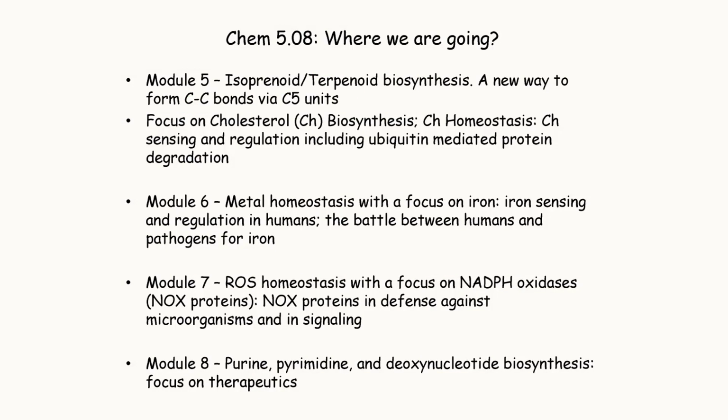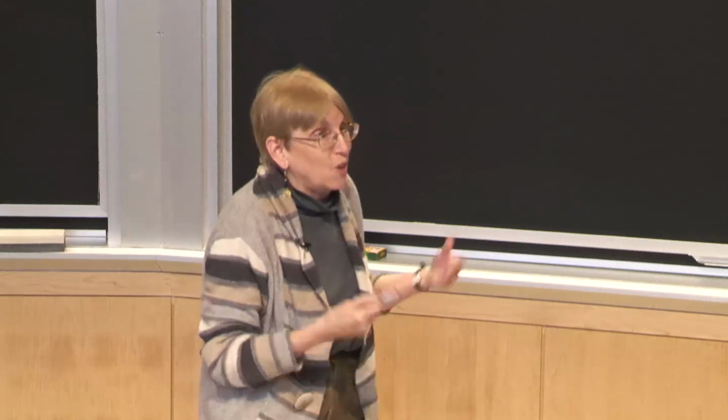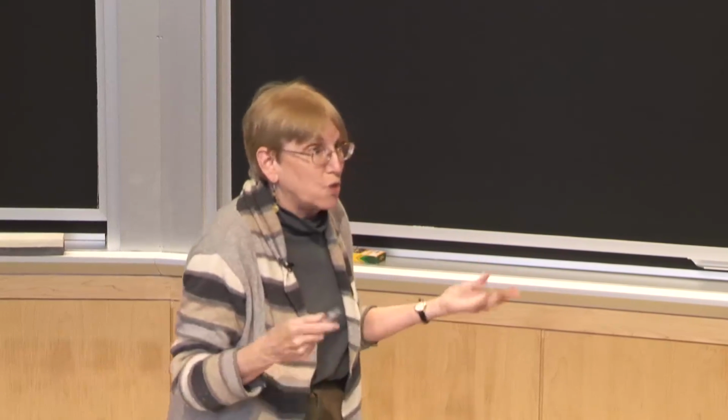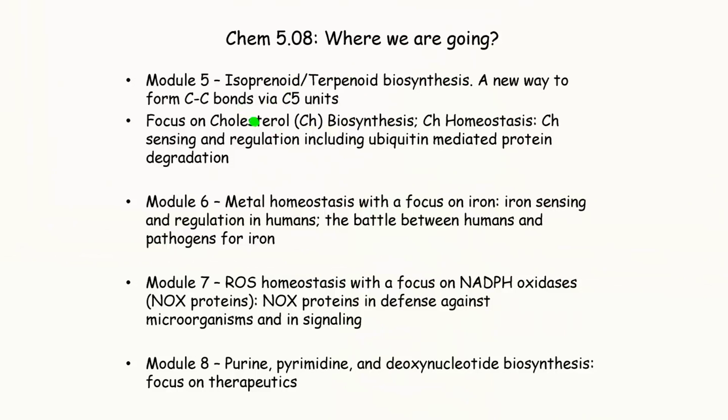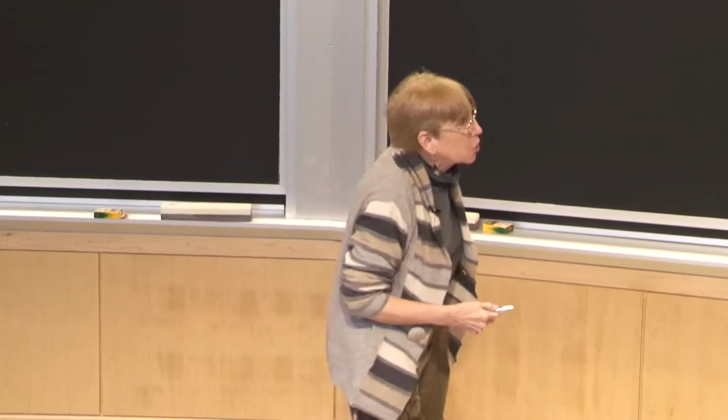Most of you have seen in the last module with polyketide synthases, you have aldol reactions and Claisen reactions to form carbon-carbon bonds. In this module, you're going to be introduced to another way to form carbon-carbon bonds, and that's through C5 units. And C5 units are the basis for forming cholesterol, which is really the focus of Module 5. Initially we'll talk about cholesterol biosynthesis. That will be this lecture and probably most of the next lecture.